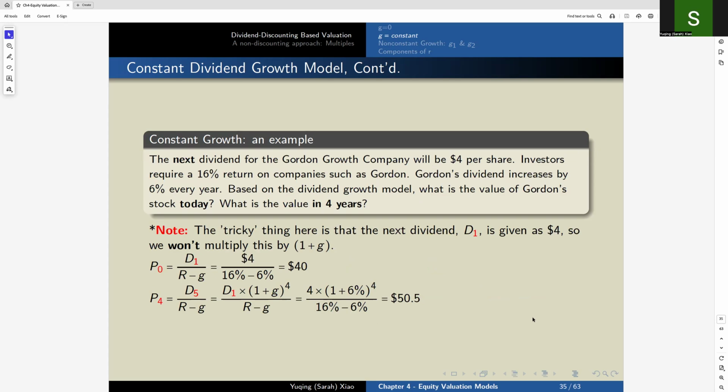And here is another example using valuation. Suppose the next dividend for a company will be $4. Investors require a 16% return, and dividends are expected to grow at 6% annually. The first step is to take the next dividend, which is $4. And second, we subtract the growth rate from the required return.